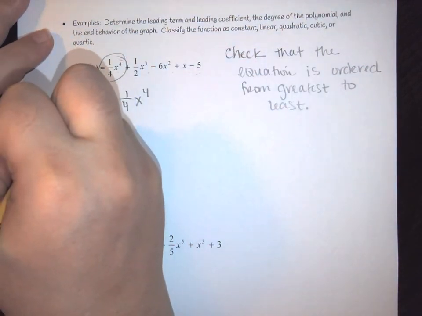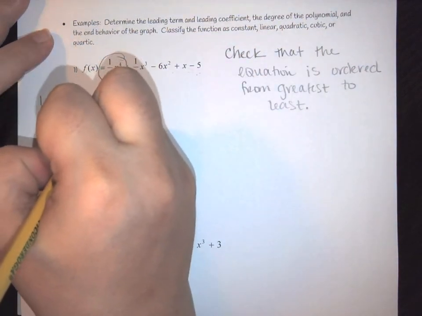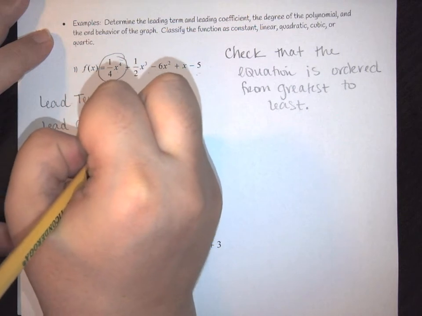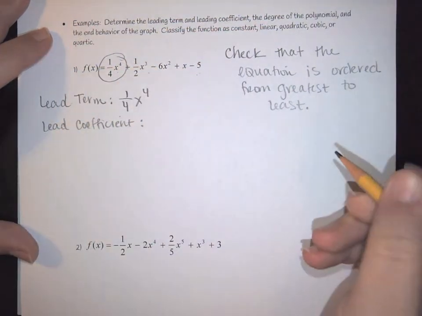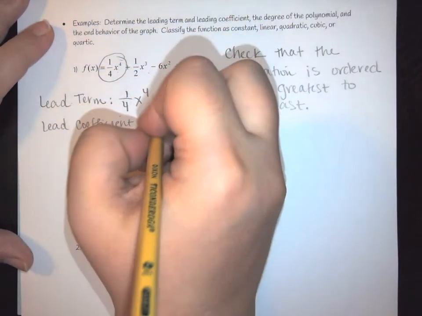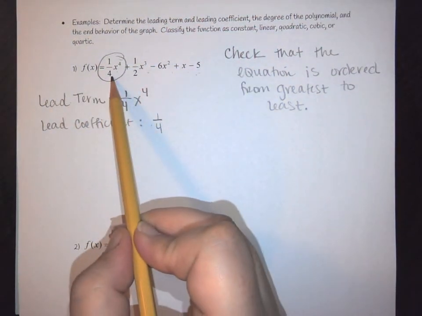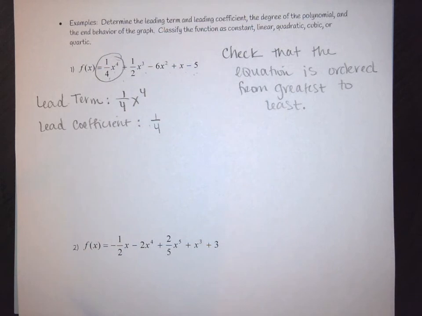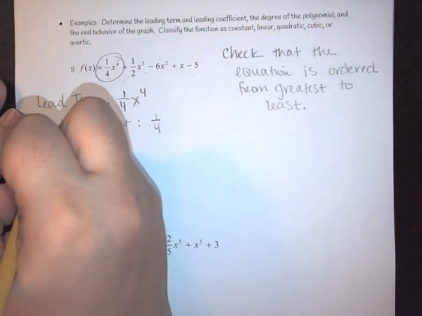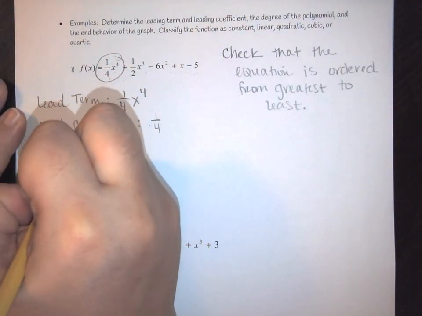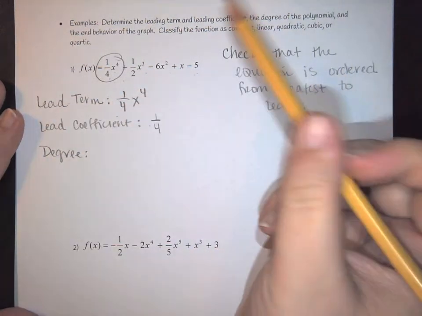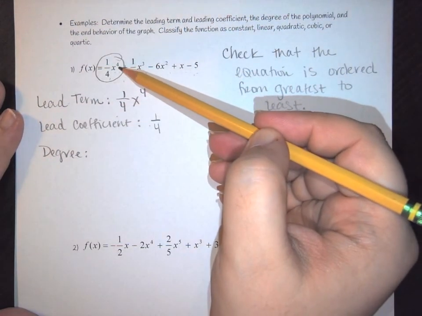We also need to identify your leading coefficient. Remember, the leading coefficient is the number, so this would just simply be 1/4. So it's the number attached with that term minus the variable. Now, when we're talking about that degree, again, we are talking about the highest degree level, so here it would be 4.